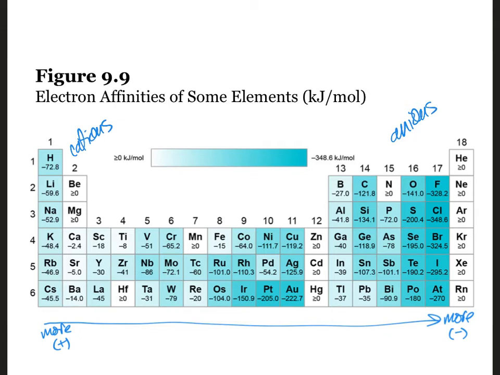Scanning the values here, we see most elements will have negative electron affinity values, meaning they're achieving a lower energy by accepting an electron. Those elements with a positive EA value, which is noted as greater than or equal to 0, tend to be the elements with a filled energy level, like the noble gases, or a filled sublevel, like some of the early s2 elements or any of the d10 elements.